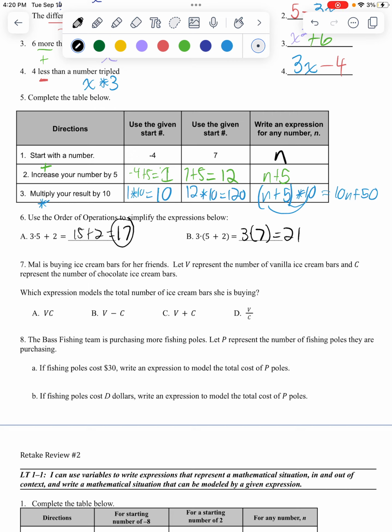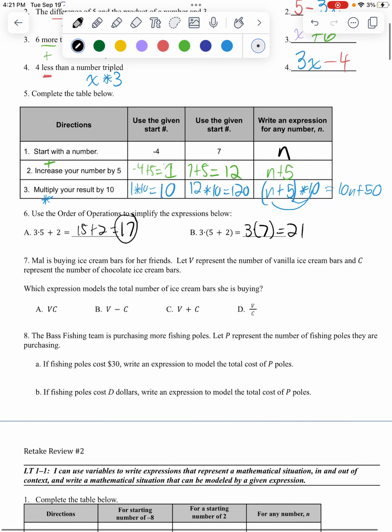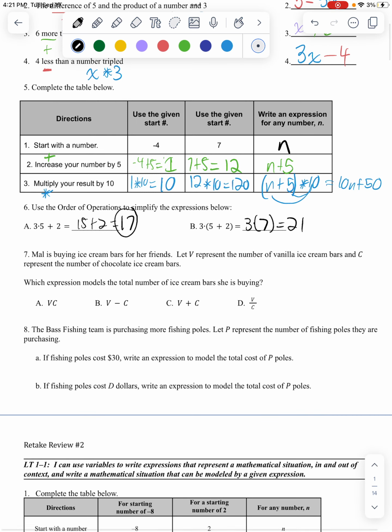Number 7, Mal is buying ice cream bars for her friends. Let V represent the number of vanilla ice cream bars and C represent the number of chocolate ice cream bars. Which models the total ice cream bars? So it wouldn't make sense to multiply them because they're just different kinds of bars. So if she bought vanilla and she also bought chocolate, we're going to add them. Wouldn't make sense to subtract them since she's buying both of them. I don't know what division would even do.